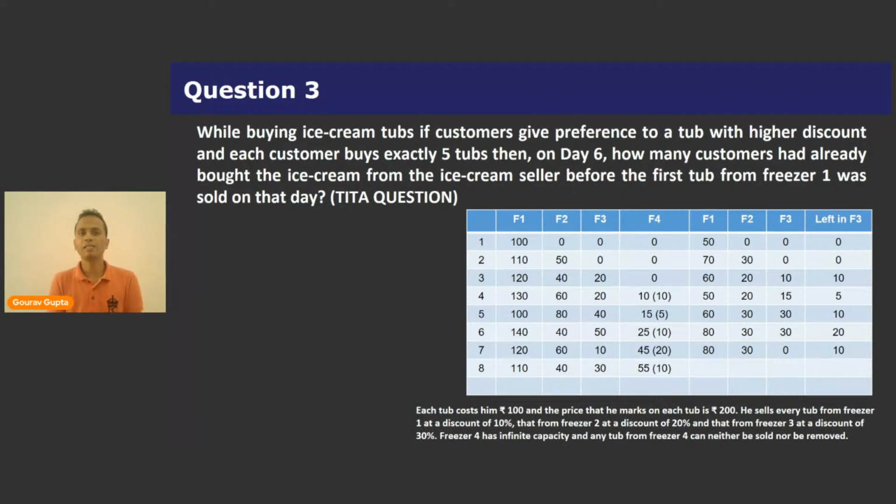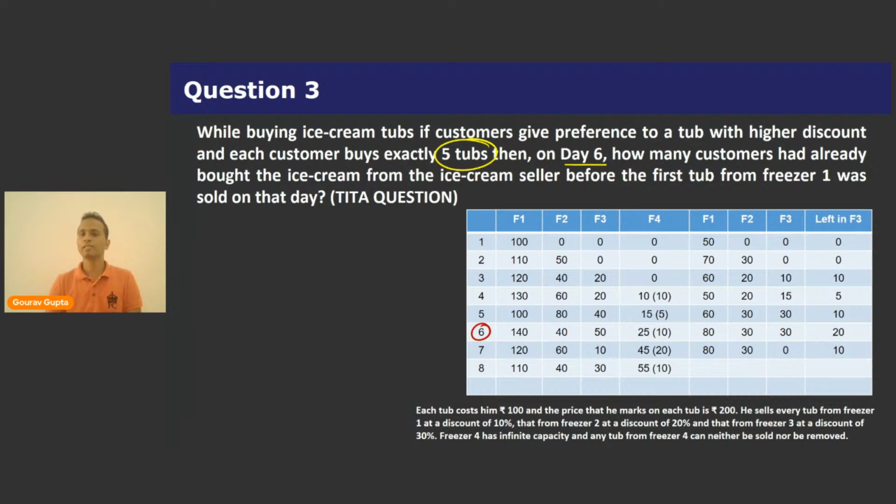Now, while buying ice cream tubs, if customers give preference to a tub with higher discount, so whenever I am going, I'll give preference to the tub at which I'm getting the highest discount. That means I'll first of all buy the ice creams from freezer number 3. Then once all the ice creams are finished from freezer 3, now the customers will start buying from freezer 2, and finally they will go to freezer 1. Okay, right? And each customer buys exactly 5 tubs. Then on day 6, they're talking about day number 6.